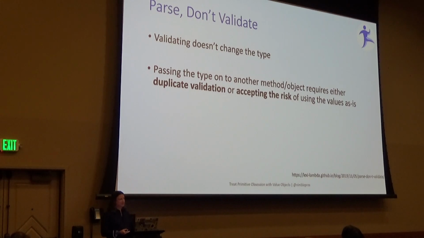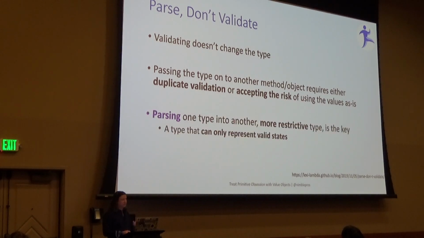So when you pass on primitives, you have two choices. You either have to duplicate those checks, or you have to accept the risk of using the values as is and just kind of hoping that someone before you did those checks, and that they did them well. When you do the parsing to the restrictive thing, you ensure that it can only be in representable states.